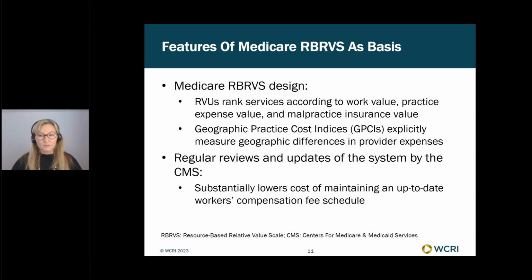Second component is geographic adjusters. And they explicitly measure geographic differences in providers' expenses. And it's done along the same 3 dimensions, providers' wages, rental cost, and malpractice insurance. And these geographic differences in cost of providing care are the only source of variation across states in Medicare rates. Another key feature of Medicare system is that it's regularly reviewed, revised, and updated by CMS.